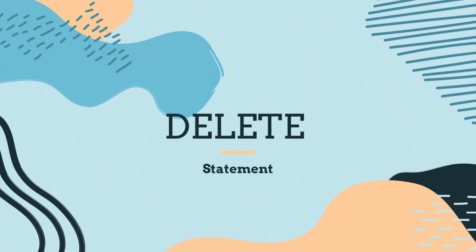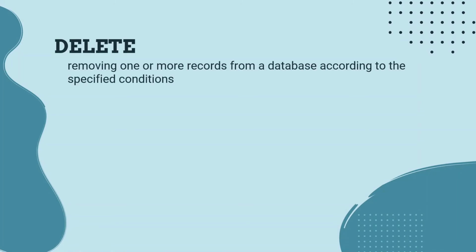And then lastly, we will discuss the delete statement. To delete data from a table, we can use the MySQL delete statement. The delete statement is used for removing one or more records from a database according to the specified condition. And this is the syntax to delete data. In this statement, first we need to specify the table from which we want to delete data. And second, we use a condition to specify which rows to be deleted in the where clause.